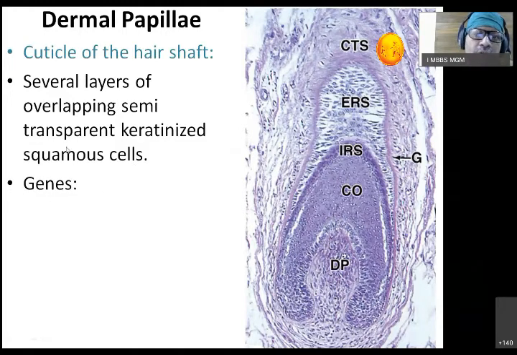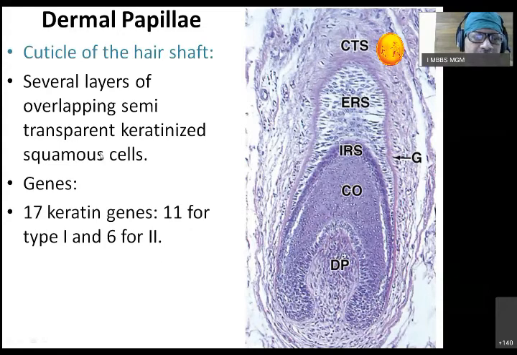Now, so much complicated formation of hair requires genes. As good information to keep with you, 17 keratin genes are known to help in the formation of the hair follicle, out of which 11 are soft ones, forming the medulla, type 1, and 6 genes are related to type 2, that is the cortical thickness or cortical hard keratin.